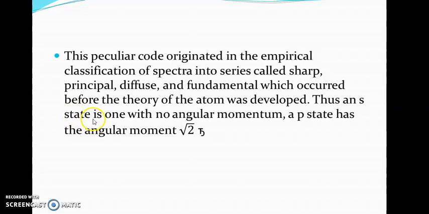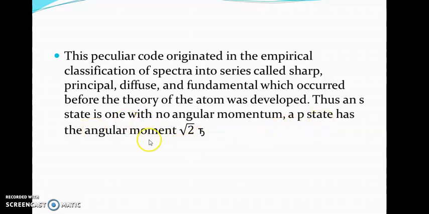So in S state, as one with no angular momentum, the orbital quantum number L is 0. Capital L, we know, is root of L into L plus 1 cross H. So root 0, it's 0. So S state has no angular momentum and a P state has got an angular momentum equal to, P state means L equal to 1, root of 1 into 1 plus 1, root 2 cross H.